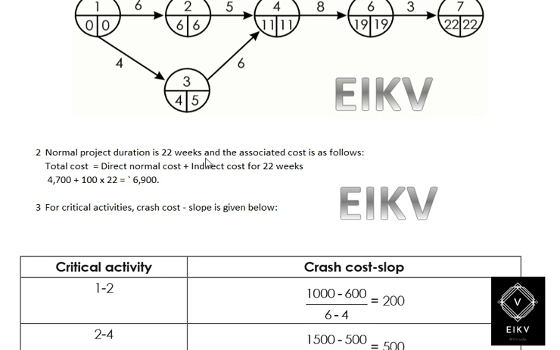Normal project duration is 22 days, and the associated cost is as follows. Total cost equals direct normal cost plus indirect cost for 22 days, which is 4,700 plus 1,100 into 22 days. So the total will be 6,900.